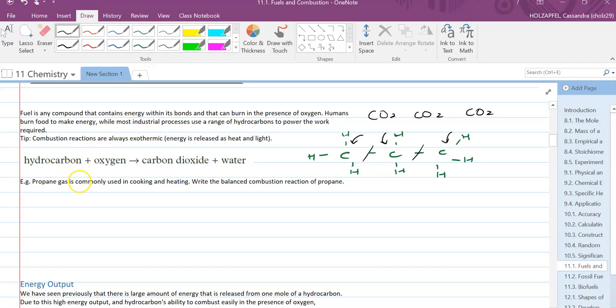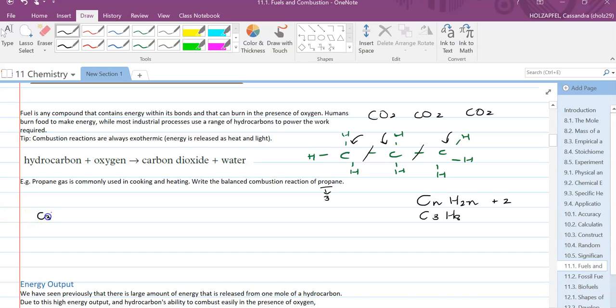So propane gas is commonly used in cooking and heating. So let's do an example using propane gas, writing the balanced combustion reaction of propane. Just as a little refresher, propane is an alkane, and we can calculate the number of hydrogens really easily for straight chain alkanes. So the formula that we use is CnH2n+2. Propane, prop, that word means that there's going to be 3 carbons in the hydrocarbon chain. And so if I double this and add 2, that's going to become 8 hydrogens.